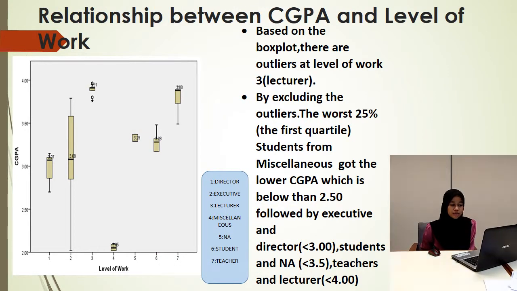There are outliers at the level of work, lecturer. By excluding the outliers, for the worst 25%, the first quartile, students from miscellaneous got the lowest CGPA, which is below 2.50, followed by executive and director below 3.00, students and NA below 3.5, teachers and lecturer below 4.00.